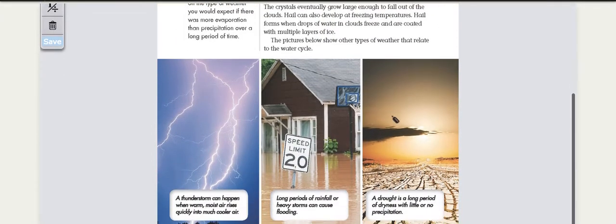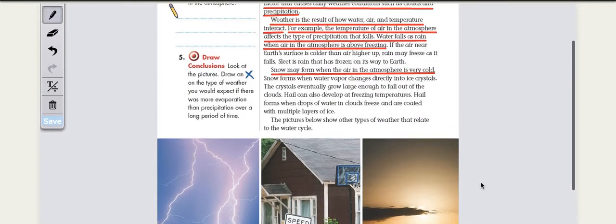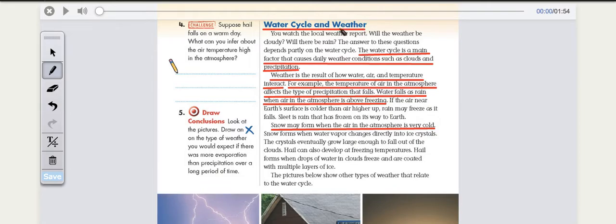And we discussed this picture yesterday, if you remember, and we said that this picture shows when evaporation is occurring more often than precipitation. So a drought is a large period of dryness with little or no precipitation. Long periods of rainfall or heavy storms can cause flooding, and a thunderstorm can happen when warm, moist air rises quickly into much cooler air. So this is how the water cycle affects the weather.